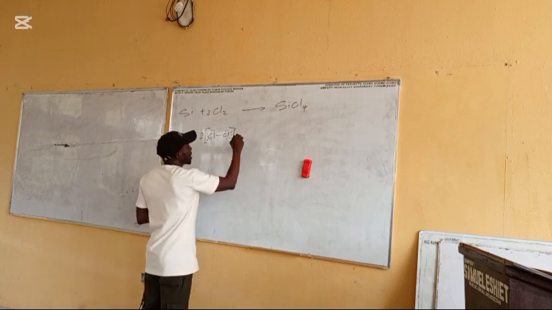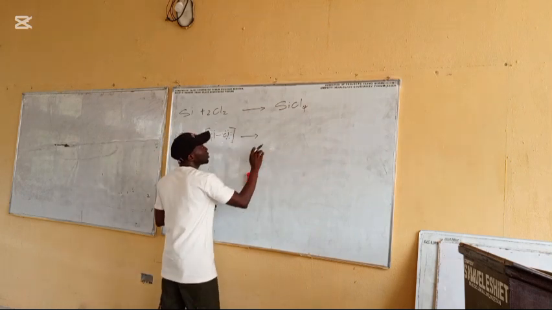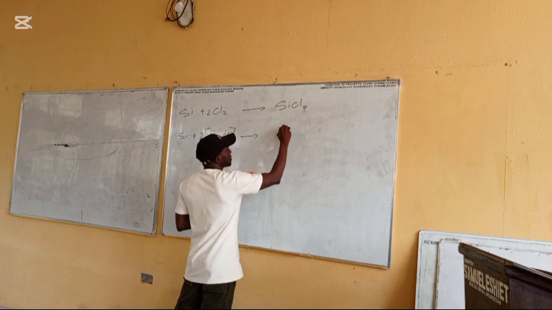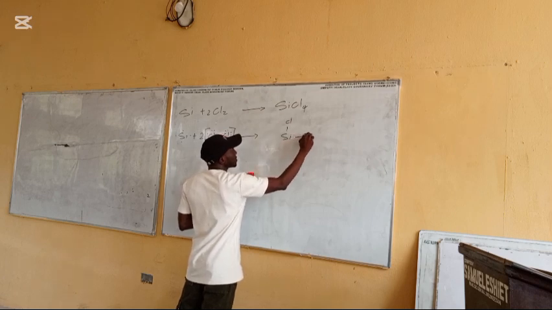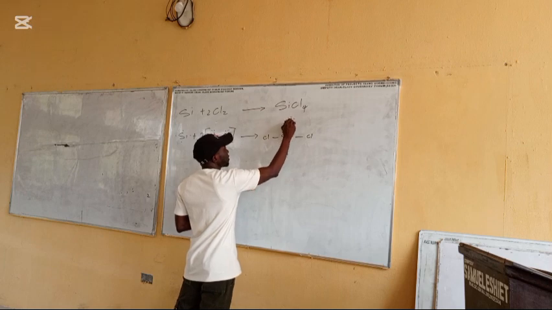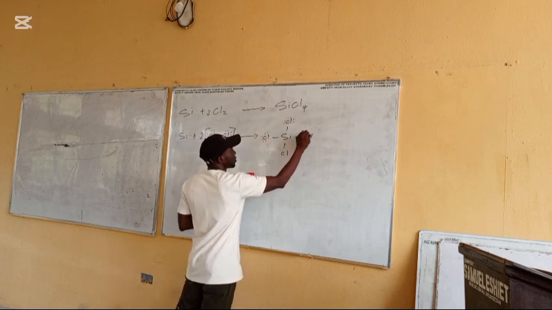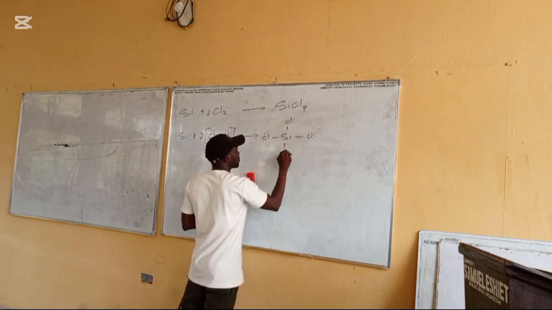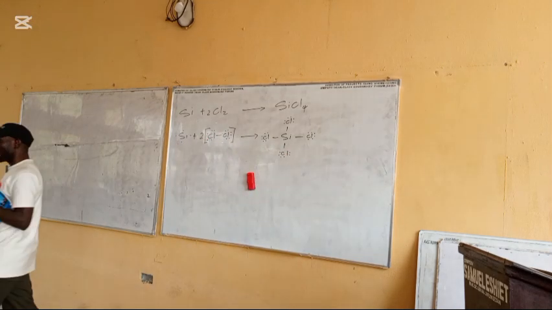So move on to the product side. For the product side, you do this. Si, you have Cl, Cl, Cl, and Cl, each with 1, 2, 3, 4, 5, 6 dots. And we are done with that. Go to the next one.